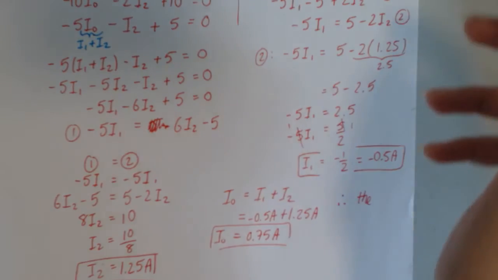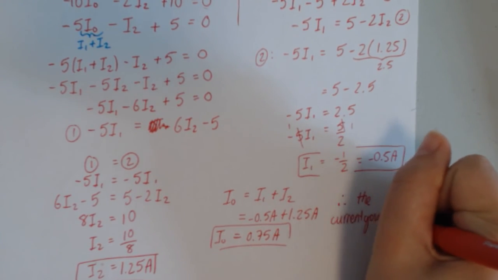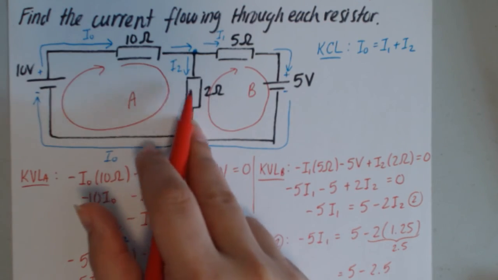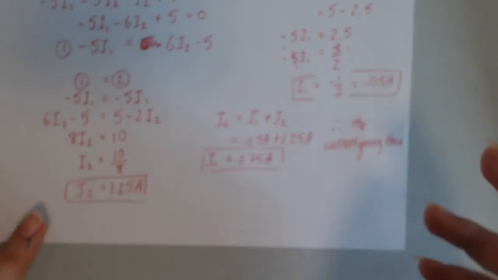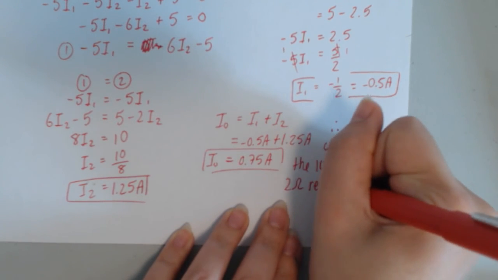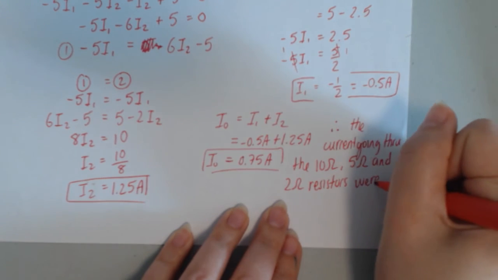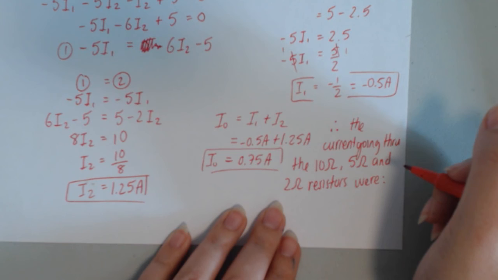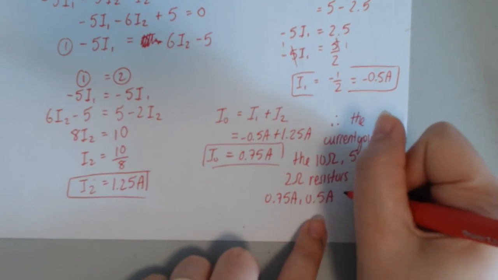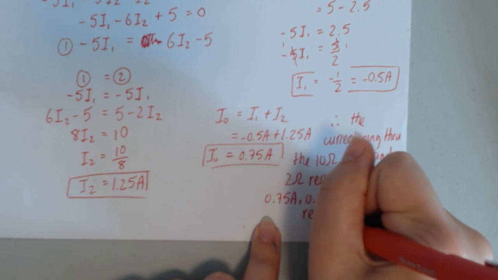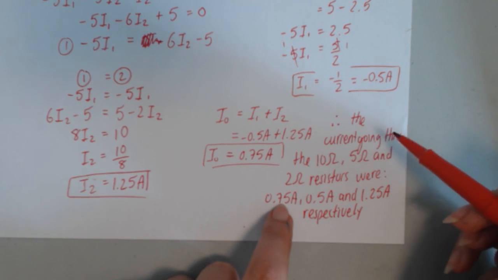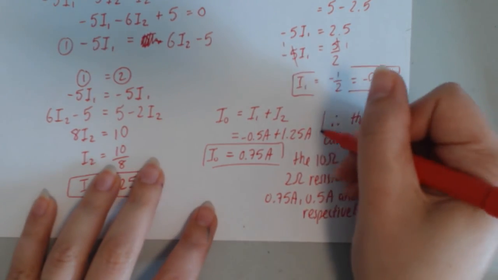Okay, so let's think about how we're going to say this. Therefore the current going through, so the 10 ohm resistor was I0, the 5 ohm resistor was I1, and the 2 ohm resistor was I2. So let's just figure out how to write this. The current going through the 10 ohm, 5 ohm, and 2 ohm resistors were, okay, so we're going in order, I0, I1, and then I2. 0.75 amps, 0.5 amps, notice I dropped the negative sign, and 1.25 amps respectively. Respectively just means whatever order I set up here, it's the same order down here. So 10 pertains to the first number, the second term pertains to the second, the third pertains to the third, etc.